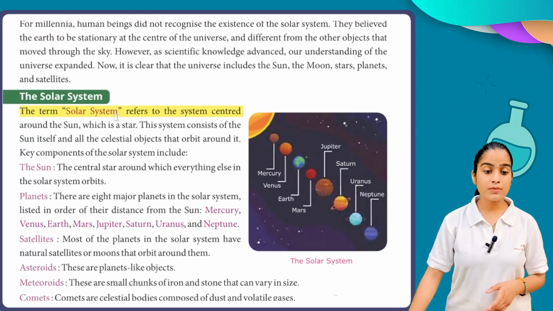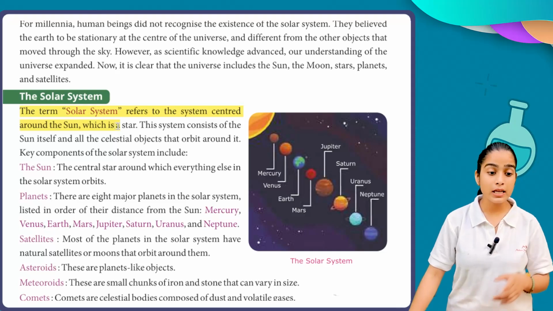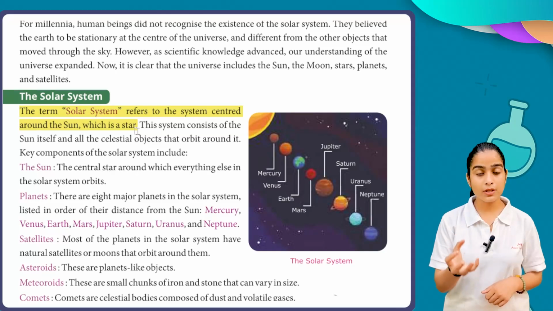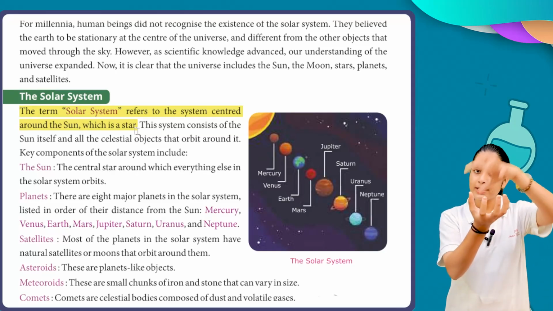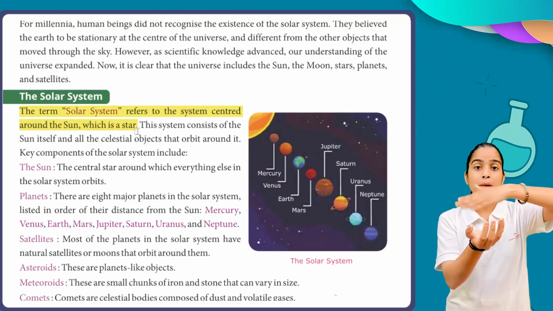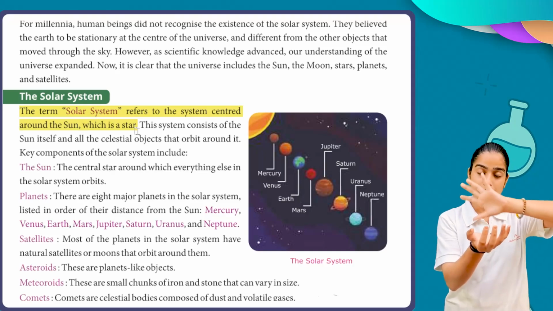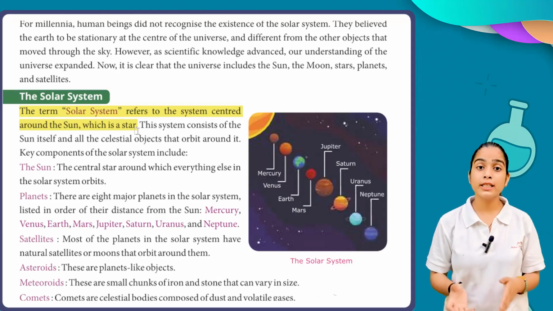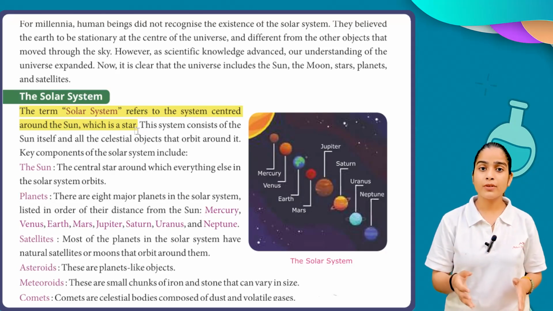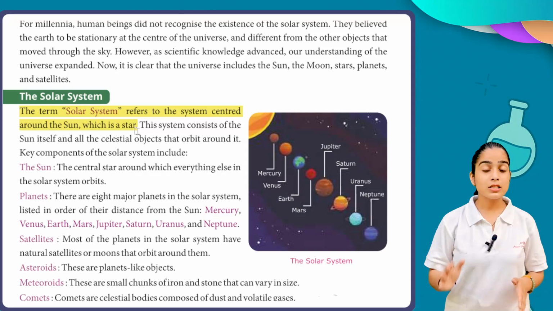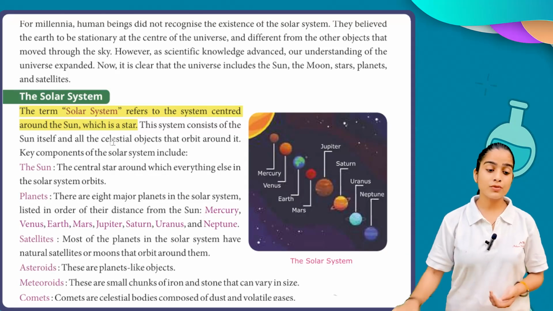So the term solar system refers to the system centered on the sun, which is a star. So what we understand here is that the term solar system is given because we have a sun and all other planets are rotating around it at a particular distance, in a particular orientation. That is why we call it the solar system. And you must have heard the word solar energy, because the energy comes from the sun. This system consists of the sun itself and all celestial objects that orbit around it.